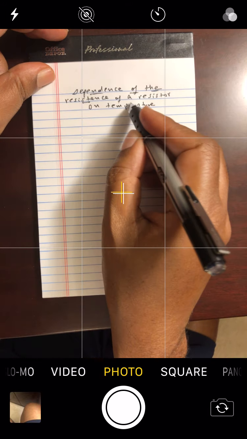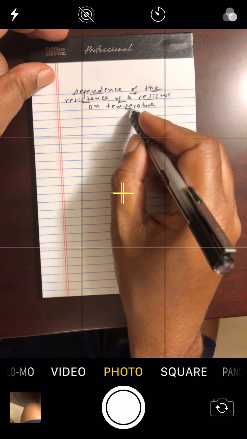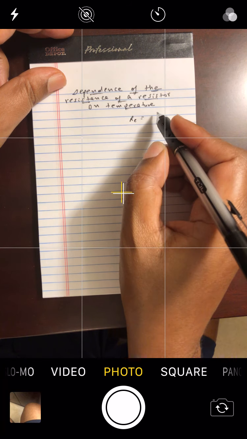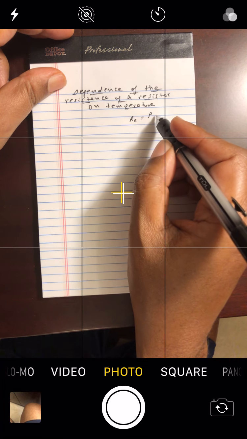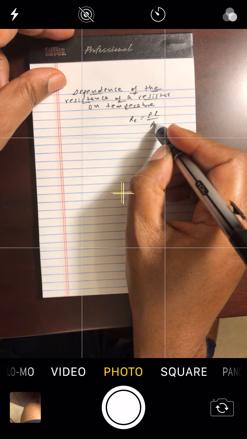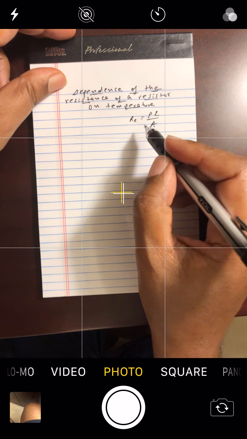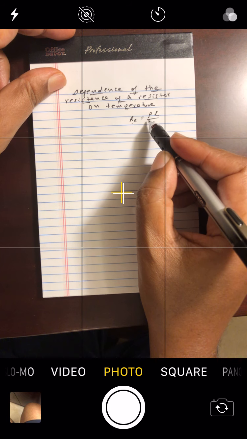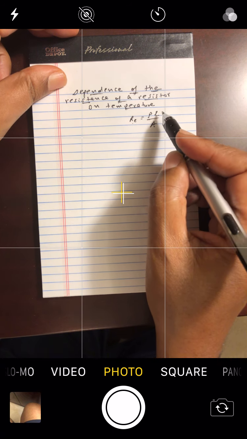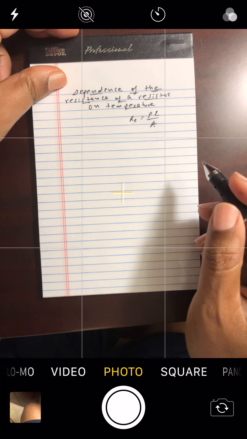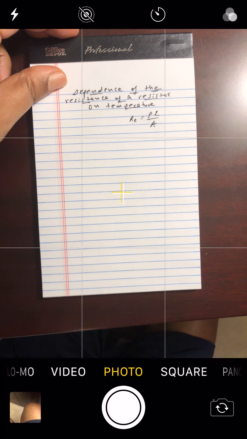Now, as you've seen in the previous section for a wire, remember this formula: resistance of a wire equals resistivity times the length divided by the cross-sectional area. So for a given length and cross-sectional area of a wire, resistance is actually proportional to resistivity. So that tells us that resistance depends on temperature the same way as resistivity depends on temperature.